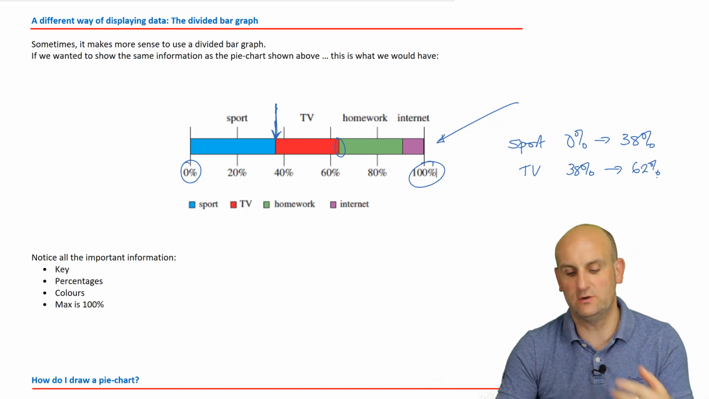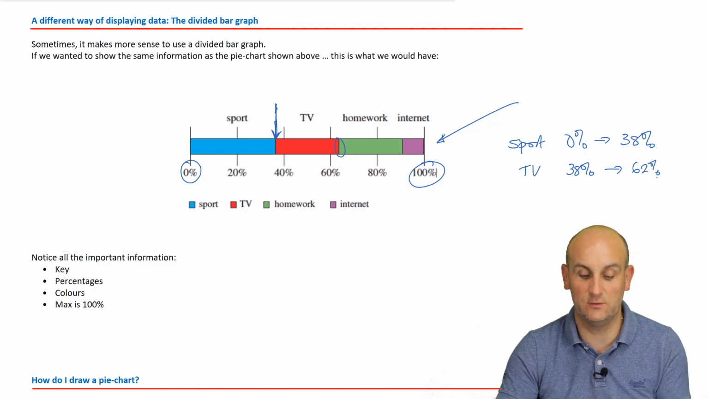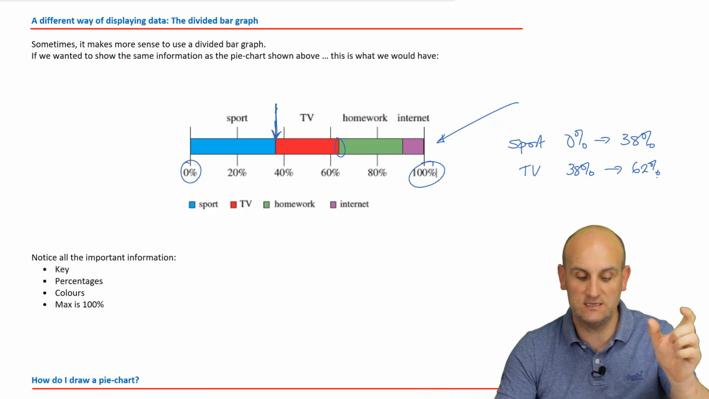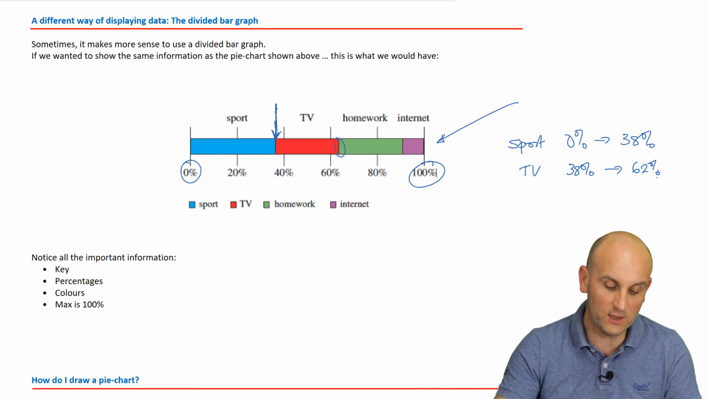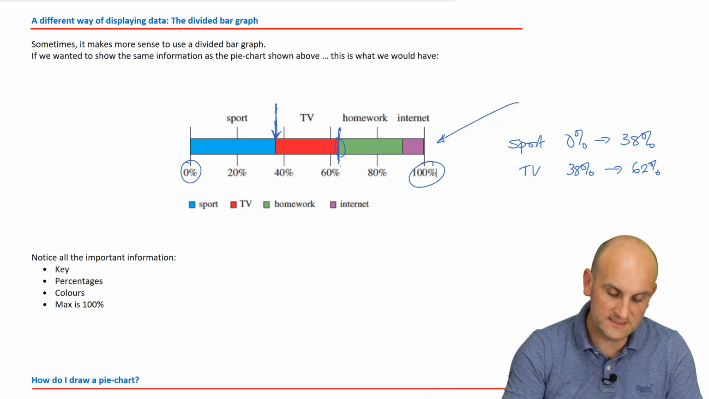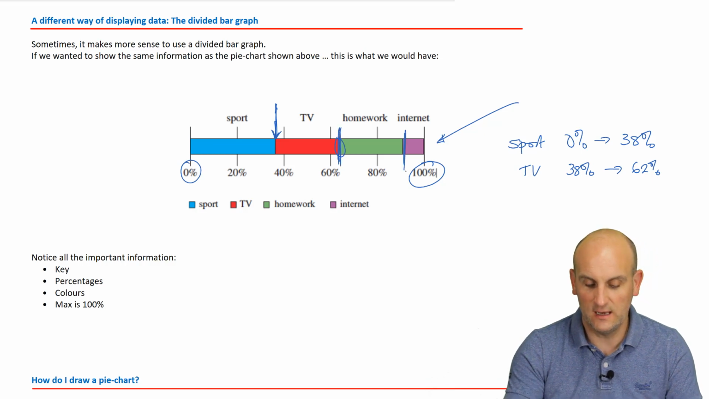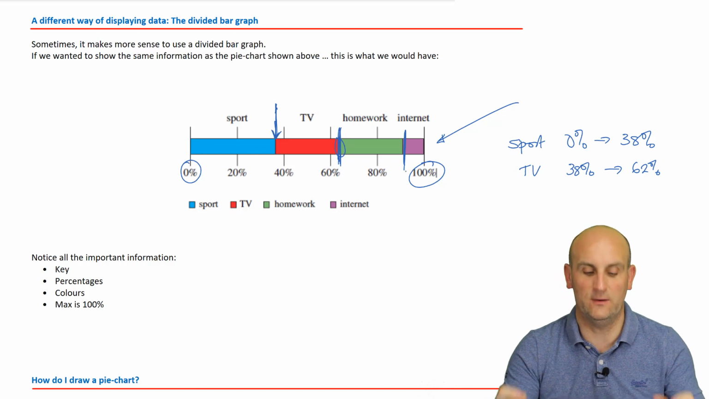And so what we're actually looking for now is the difference between 62 and 38, which hopefully is 24. Yes, so 24% of people like TV. Likewise with homework, we're looking at the percentage where homework starts and the percentage where homework finishes, and that will give us the percentage of the people who like homework.